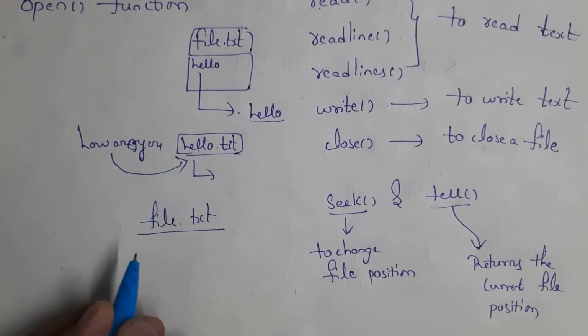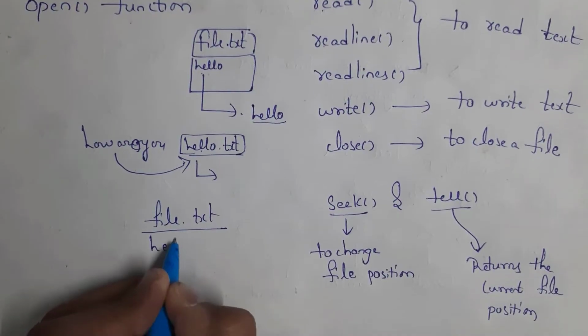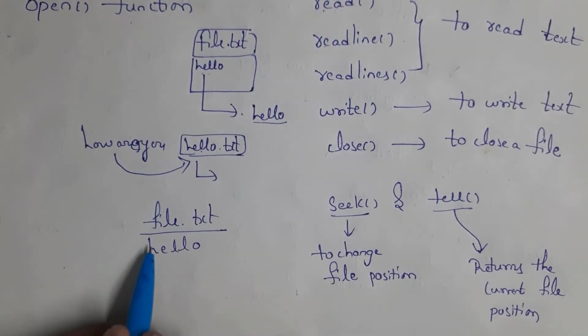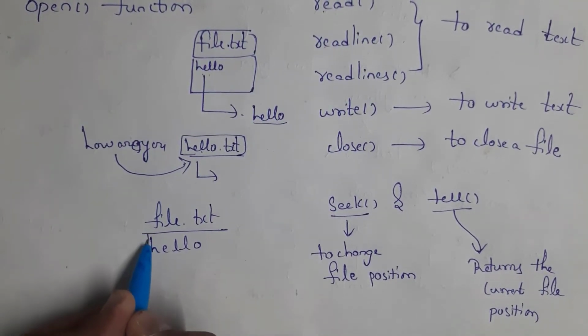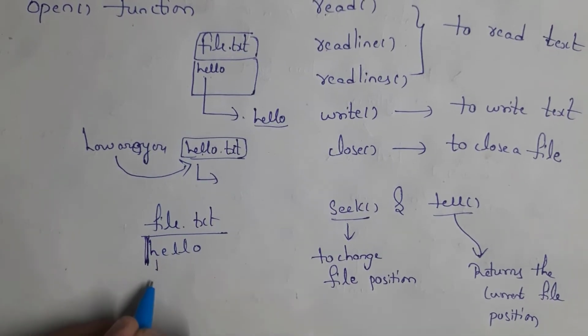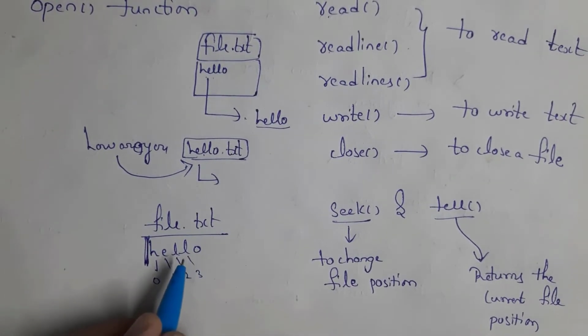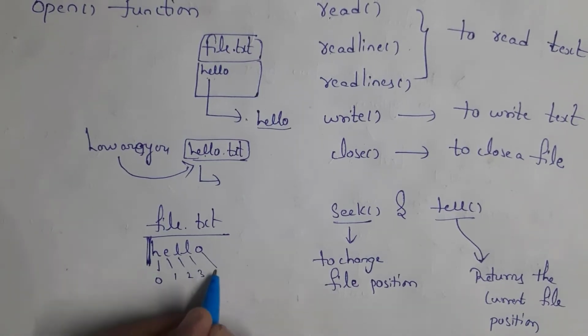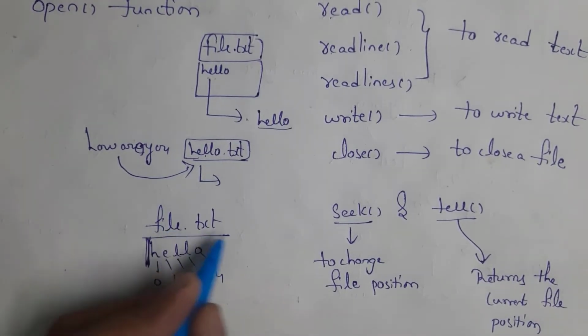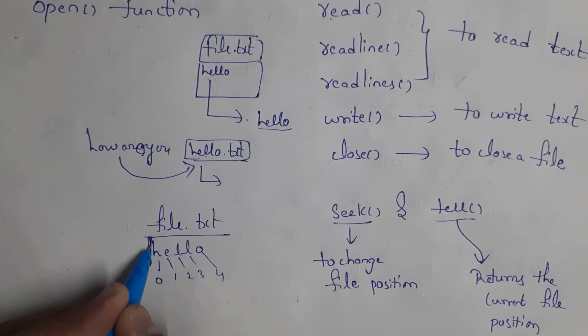This text file contains data, that is hello. Whenever you open this file, your cursor will be at starting. H is present in index number 0, E in index number 1, L in index number 2 and L in index number 3 and O in index number 4.